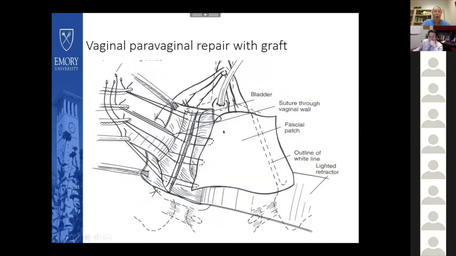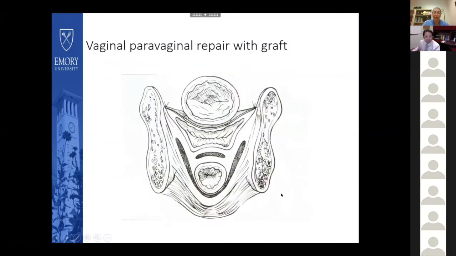Okay. So, like I said, usually we put a graft when we do it vaginally. So what we're doing is we're attaching the graft to the arcus tendineus. A lot of times you'll have already done a midline plication of the pubocervical fascia, and then you will put a graft and cut it to fit on both sides. And this is what it looks like. This is your vagina, this is your bladder, you've plicated the pubocervical fascia, and then you've put a graft in between.